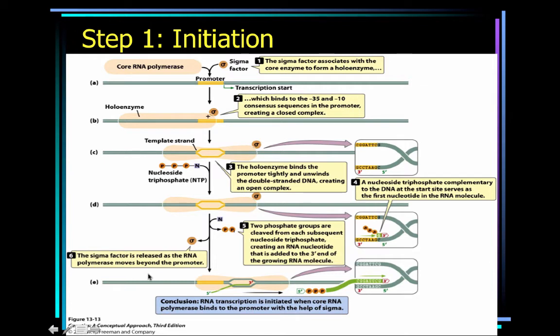And finally, the sixth step is that once that RNA polymerase gets started with the creation of the mRNA strand, the sigma factor is going to be released, and the RNA polymerase is going to move beyond the promoter region to create that messenger RNA. So the take-home message from this initiation step is that RNA transcription is going to be initiated when the core RNA polymerase binds to the promoter region with the help of the sigma factor.